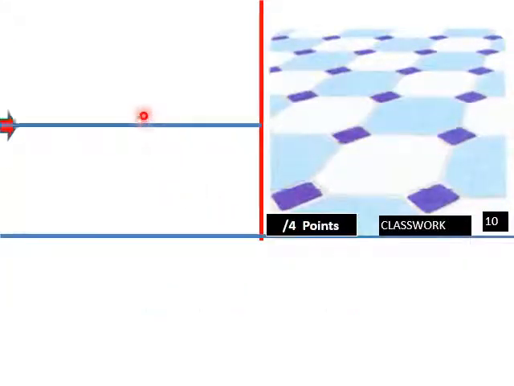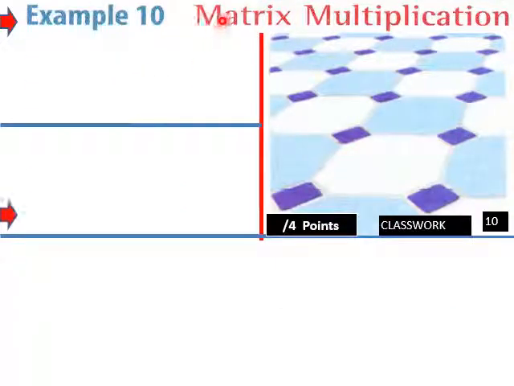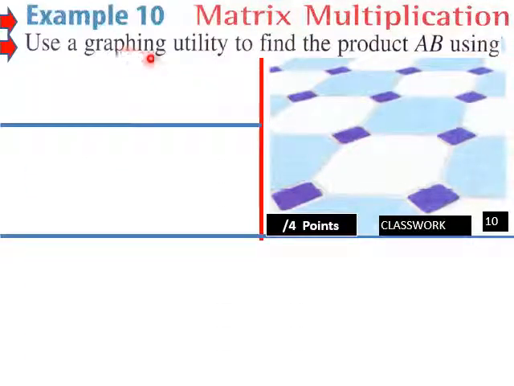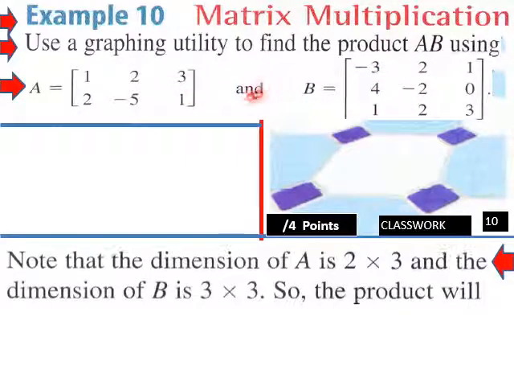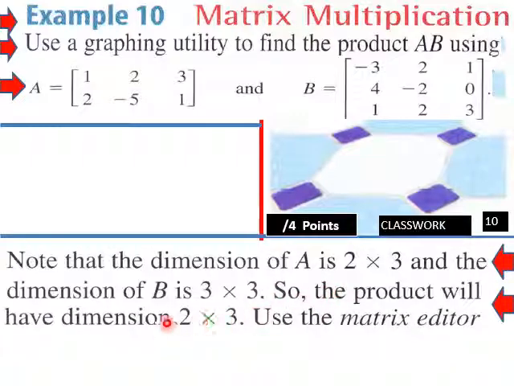Okay, moving into our next example here. Example 10, matrix multiplication. Use a graphing utility to find a product AB using, here's our A, it'd be a 2 by 3, and then our B here would be a 3 by 3. So when we have this product here, note that the dimension of A is 2 by 3 and the dimension of B is a 3 by 3. So the product will have a dimension of a 2 by 3.